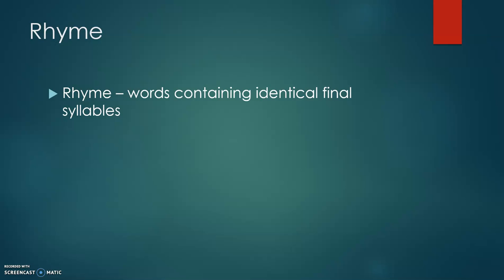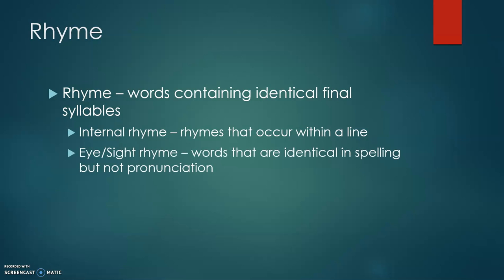So the different kinds of rhyme, though: we have internal rhyme. That would be rhyme that occurs within one line of poetry. So from Annabel Lee by Edgar Allan Poe, "and so all the night tide I lay down by the side." We have tide and side in the same line, so it's called internal rhyme.